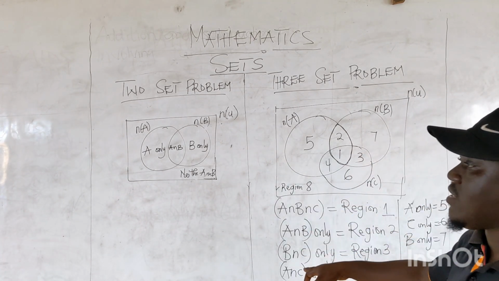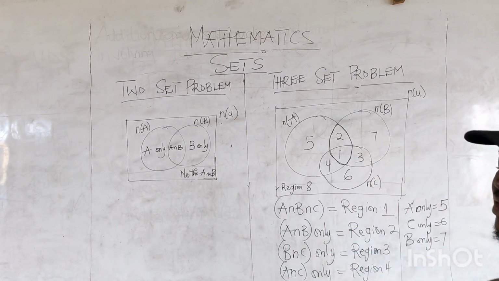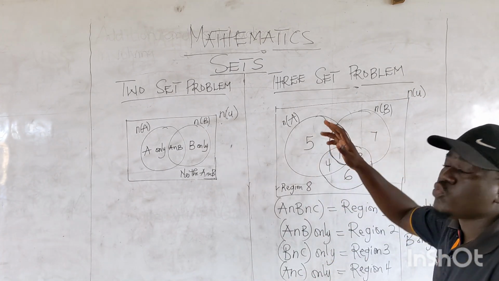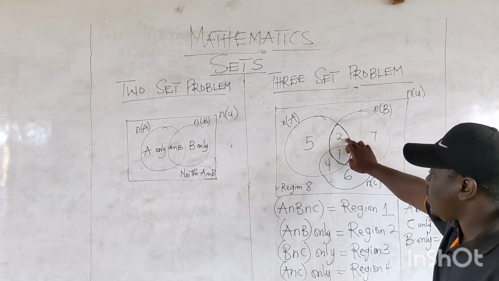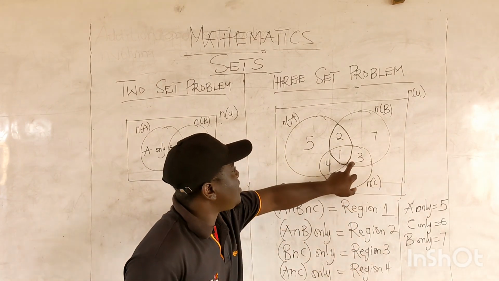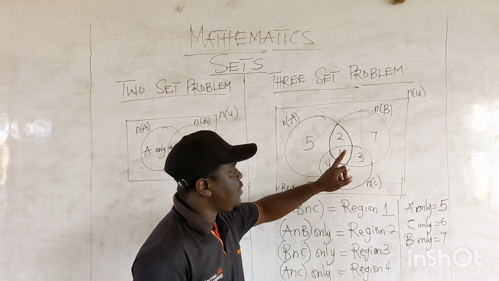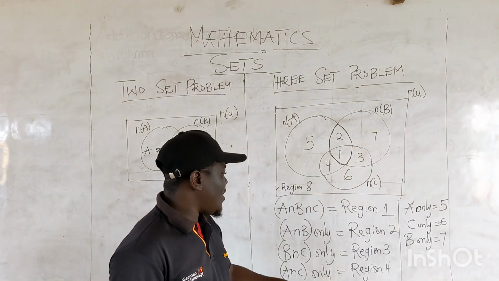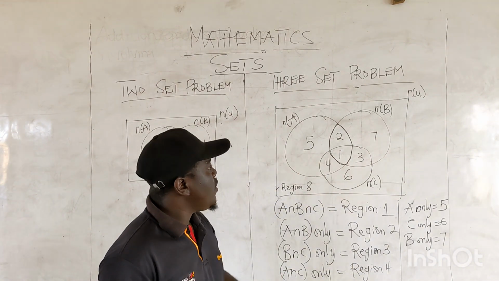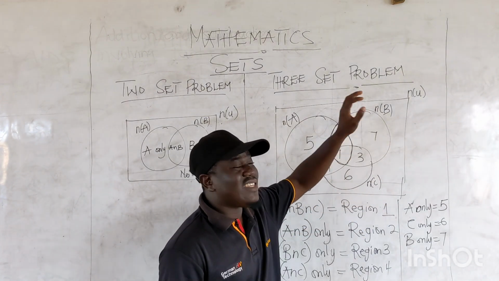So region 1 is A intersection B intersection C. Region 2 is A intersection B only. When we want A intersection B, it is region 1 and region 2 together, but region 2 is A intersection B only. And then region 3 is B intersection C only. If you want B intersection C, then that's going to be region 1 and then region 3. And then region 4 is A intersection C only. Region 5 is A only. Region 6 is C only. Region 7 is B only.